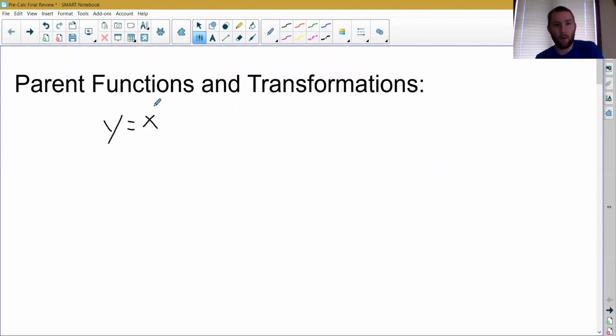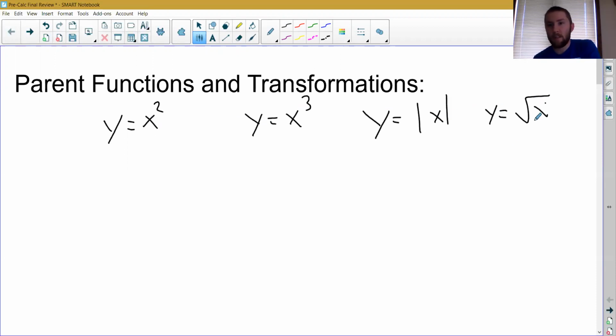So parent functions like y equals x squared, we should know what that graph looks like. Y equals x to the third, and y equals the absolute value of x is a letter v. Y equals the square root of x starts here and does that thing. Y equals 1 over x we talked about more later. That was like the whoop and the whoop kind of graphs.